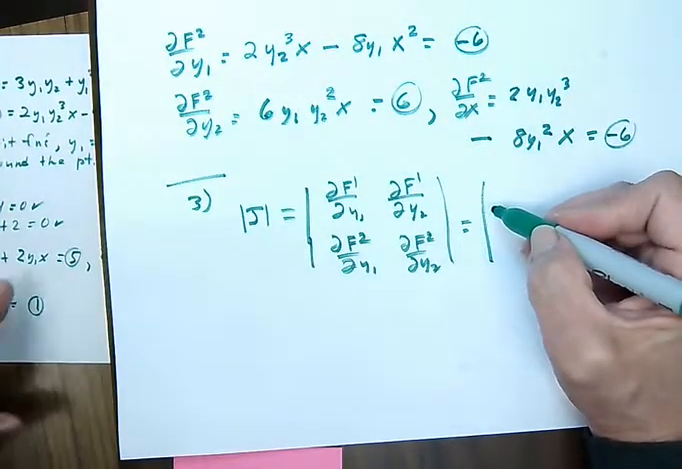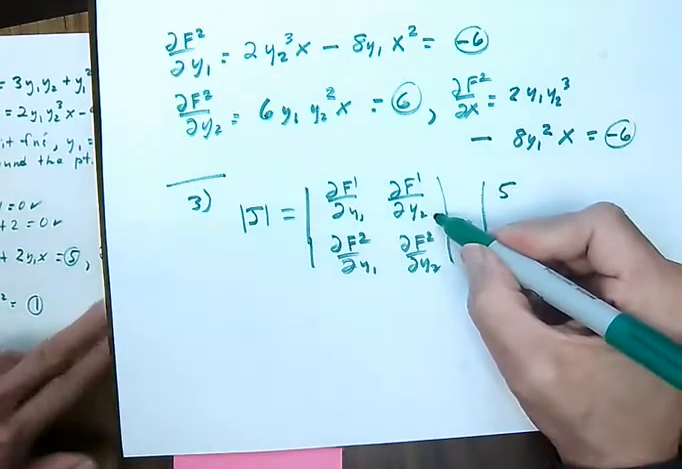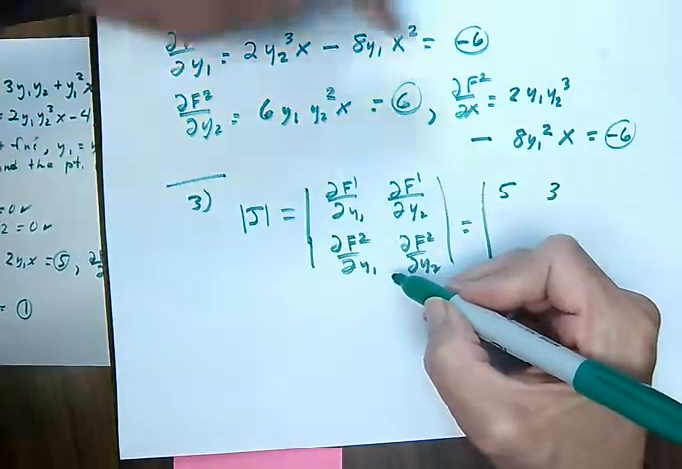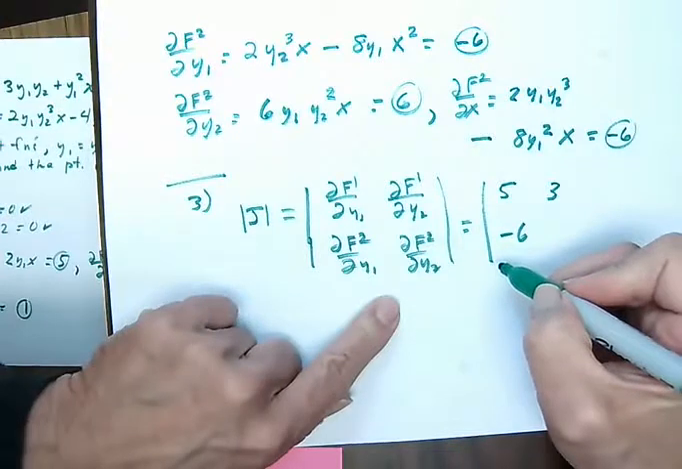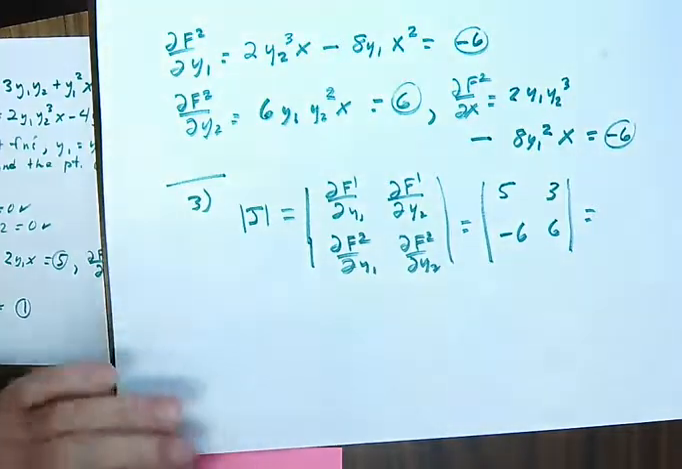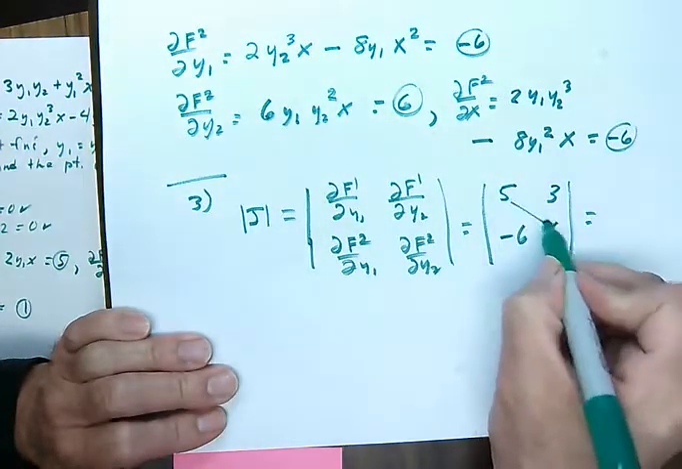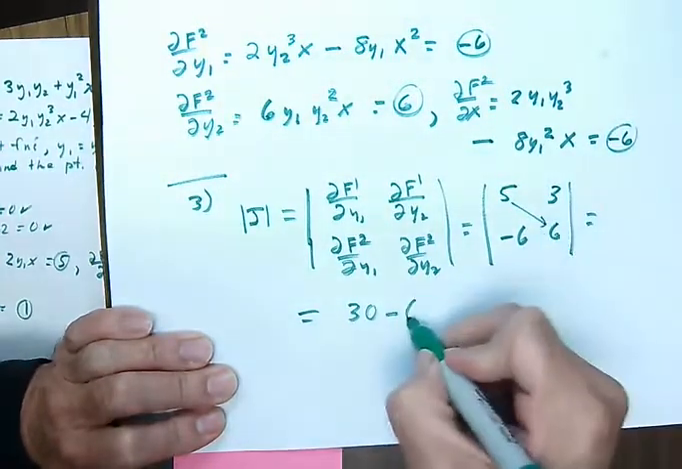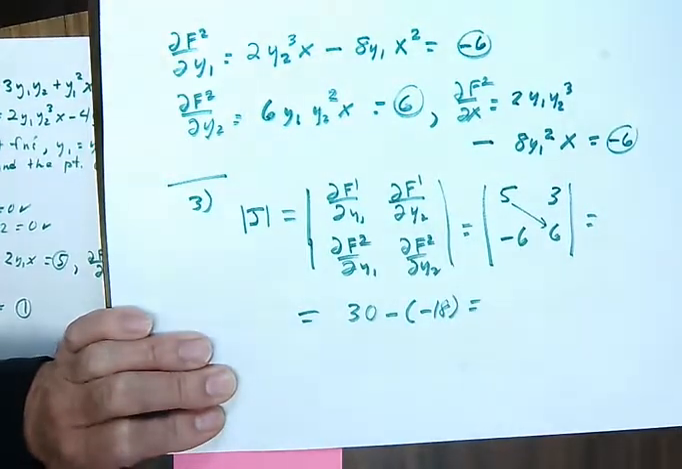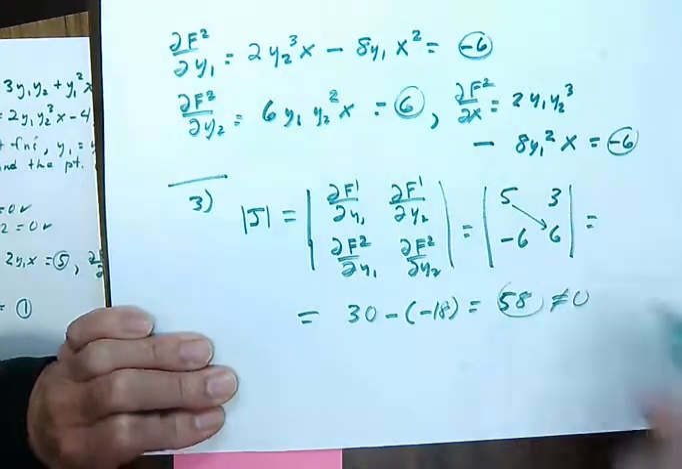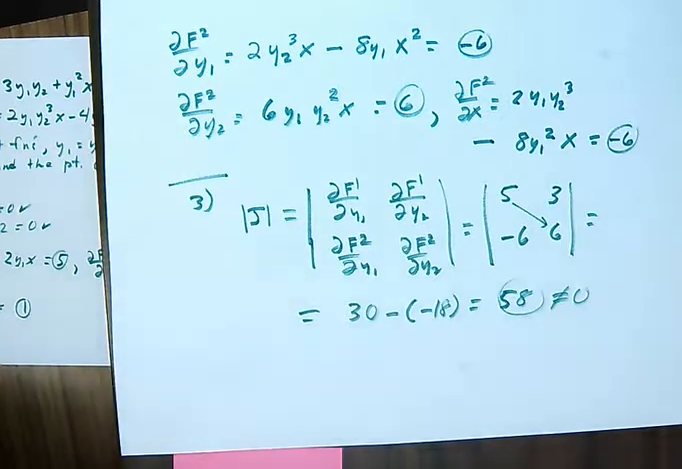Partial f1 partial y1 was 5. Partial f1 partial y2 was 3. Partial f2 partial y1 was minus 6. And partial f2 partial y2 was 6. So if we evaluate this second order determinant, what do we get? Well, it's the difference between the cross products. So it's equal to 5 times 6 is 30 minus a minus 18. So it's basically equal to 30 plus 18, or 58, which is not equal to 0. And therefore, condition 3 of the generalized implicit function theorem is satisfied.